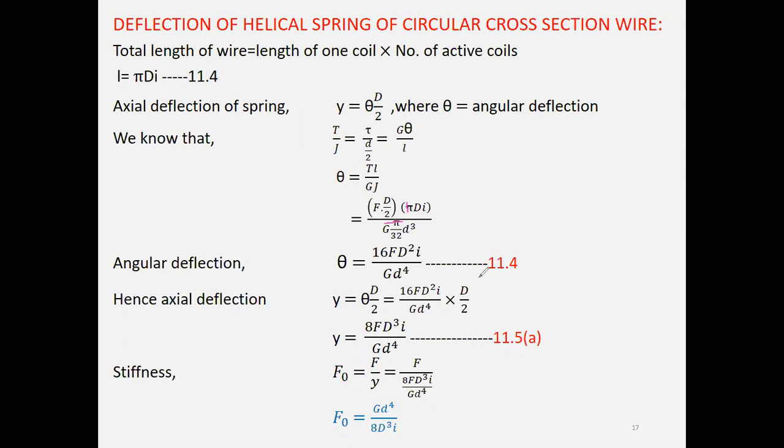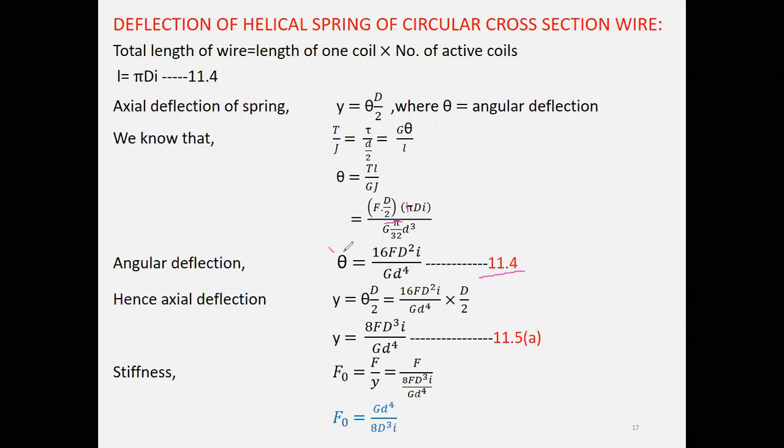This equation is there in your data book. That is equation 11.4. Sorry, here the polar moment of inertia is actually pi by 32 d raised to 4, not d cube. By mistake I have written it as d cube. It has to be pi by 32 d raised to 4. The remaining will be 16 F capital D square by I G d raised to 4.